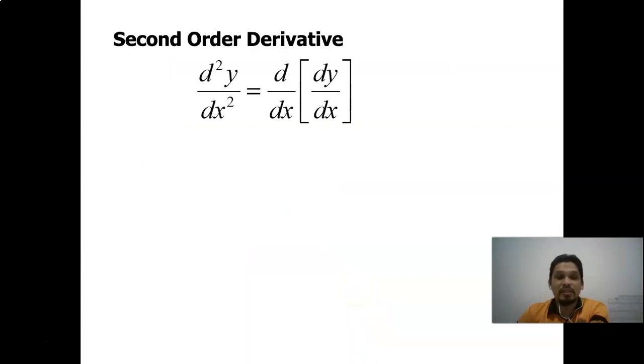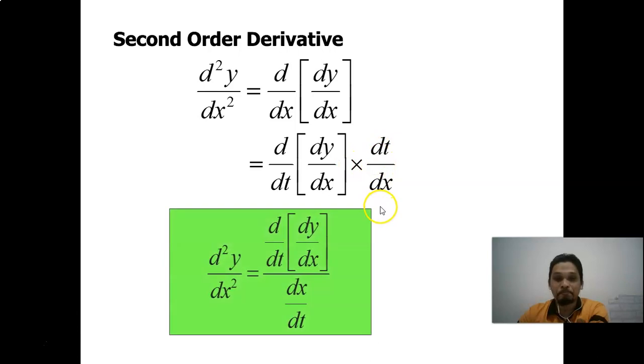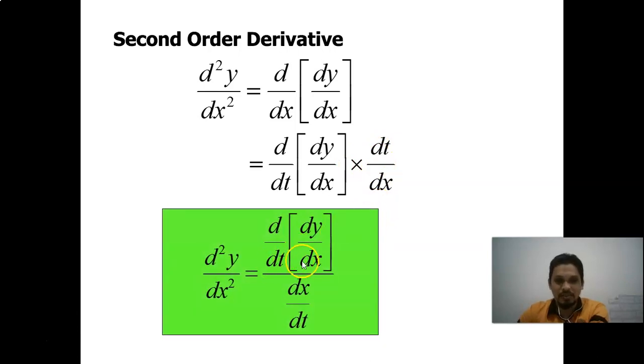And the second order derivative, the second derivative of y with respect to x, equals the derivative of dy/dx. The function that we derived the first time, we derive again with respect to x. So in this case, we derive the function of dy/dx with respect to t multiplied by dt/dx. This is also one of the definitions for the second derivative of y with respect to x when x and y are given in terms of the third parameter t.